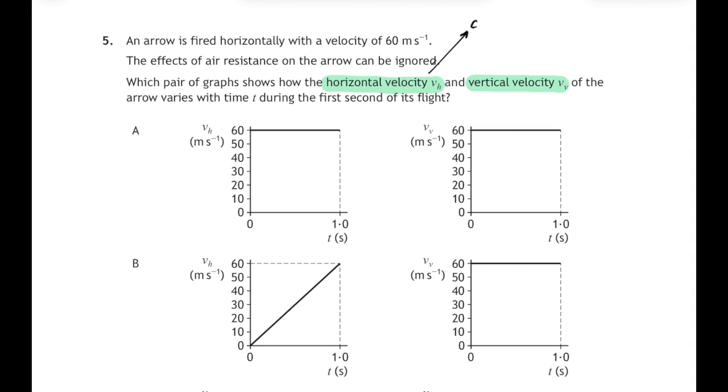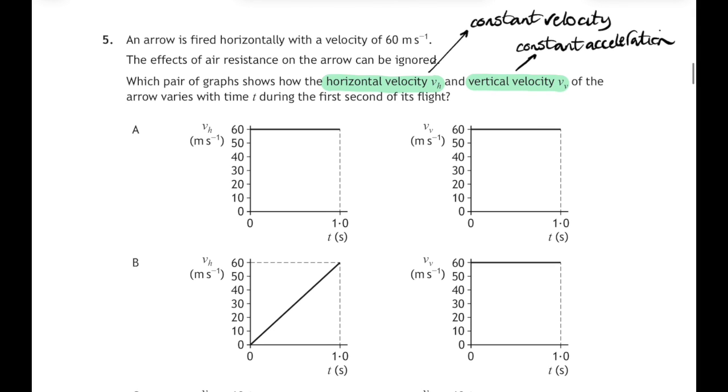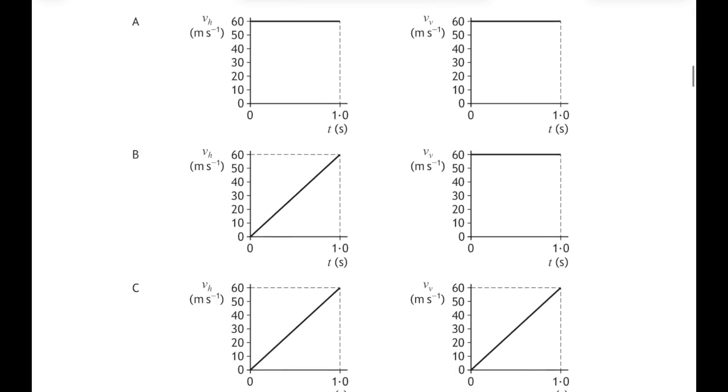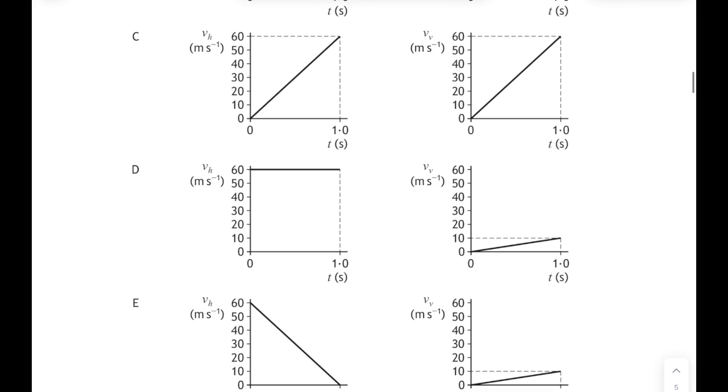Well, if there is no air resistance, or if air resistance is ignored, then the horizontal velocity is going to be constant, and vertically it's going to have a constant acceleration downwards due to gravity. So which pair of graphs are we looking for? We're looking for a graph firstly of the horizontal velocity that is a straight horizontal line, because the horizontal velocity isn't changing. And then the vertical velocity is going to increase.